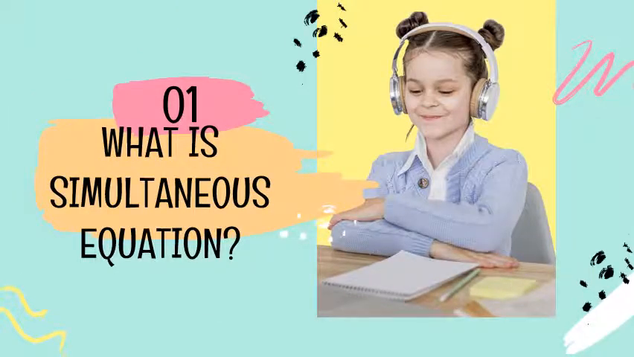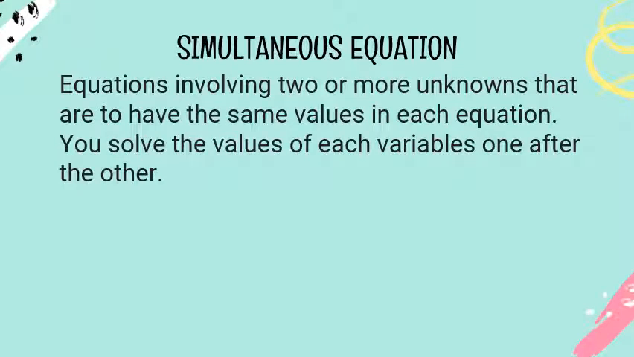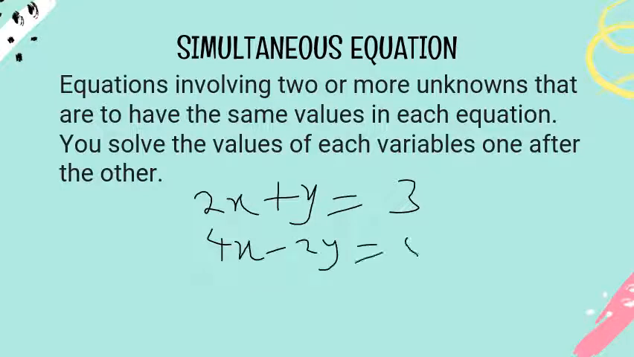What is a simultaneous equation? Of course, you know that simultaneous equations are equations that involve two or more unknowns that are to have the same values in each equation. You solve the values of each variable one after the other. For instance, if I give you a simultaneous equation such as 2x plus y equals 3, and 4x minus 2y is equal to 5, this is a simultaneous equation, an exact one. We have to find the values of x and y simultaneously.